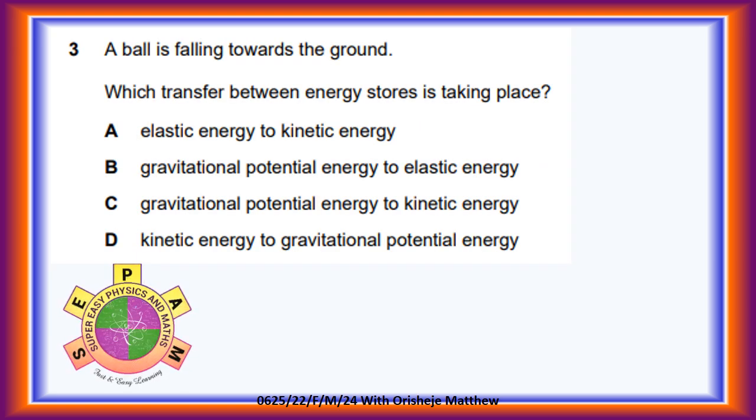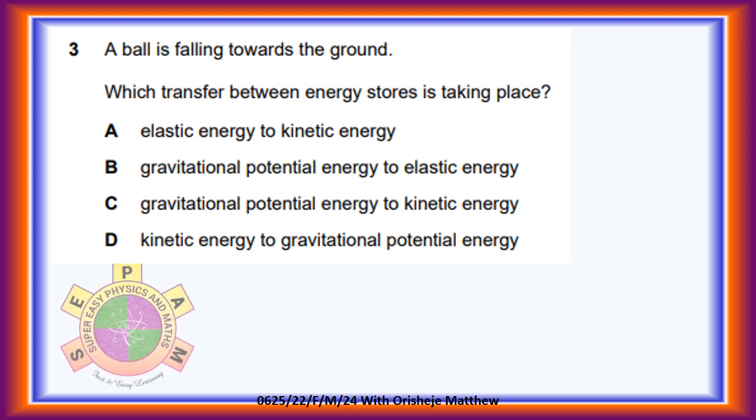Question 3. A ball is falling towards the ground. Which transfer between energy stores is taking place? Option A, elastic energy to kinetic energy. Option B, gravitational potential energy to elastic energy. Option C, gravitational potential energy to kinetic energy. Option D, kinetic energy to gravitational potential energy.